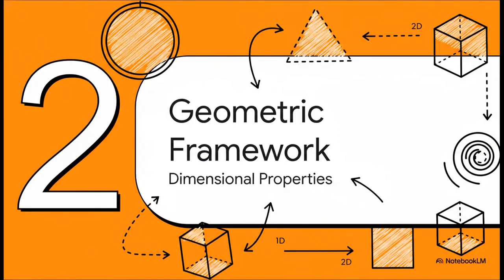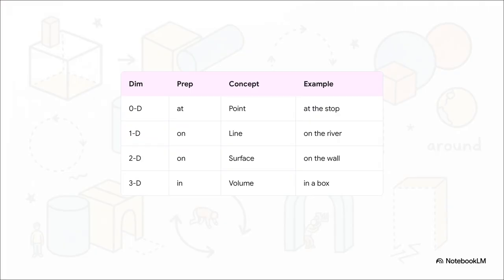That brings us perfectly to Section 2, the geometric framework. I actually like to call this the geometry of grammar. According to the highly comprehensive frameworks laid out by scholars like Quirk and Greenbaum, English actually organizes space mathematically. We literally build up steadily from 0 dimensions all the way to 3. So let's start at 0 dimensions. This is a simple point location. When you conceptualize a place as just a dimensionless coordinate, entirely ignoring its physical size, you use at.